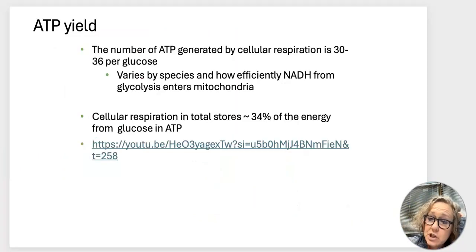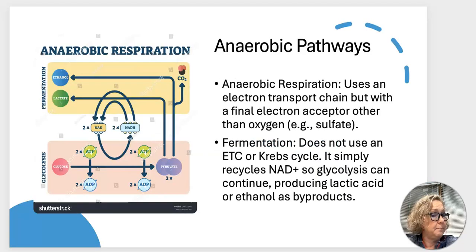The number of ATP generated by cellular respiration is 30 to 36 per glucose. It varies by how efficiently your NADH can enter your mitochondria. So cellular respiration in general is 34% of the energy coming from glucose to ATP.